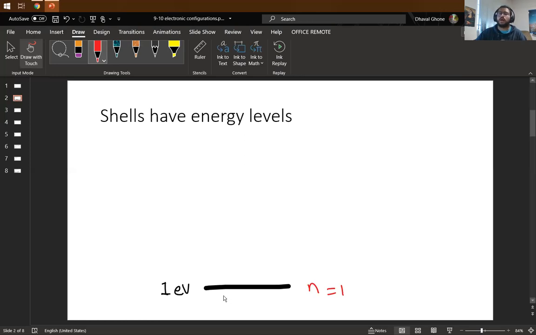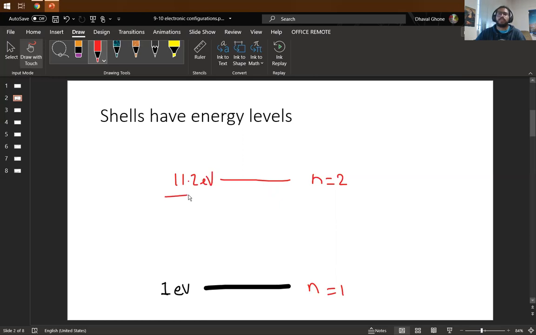And then I want to ask you a question: what do you think would be the energy level for n equals 2? I don't want a number, just think about whether it would be greater than this or smaller than this. You don't have to pause the video or anything, but I'll tell you the answer. The answer is n equals 2 would have a greater energy level. So n equals 2 lies somewhere, and the exact number for that is 11.2 eV.